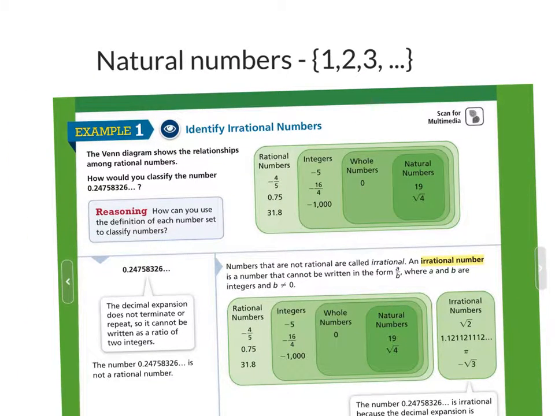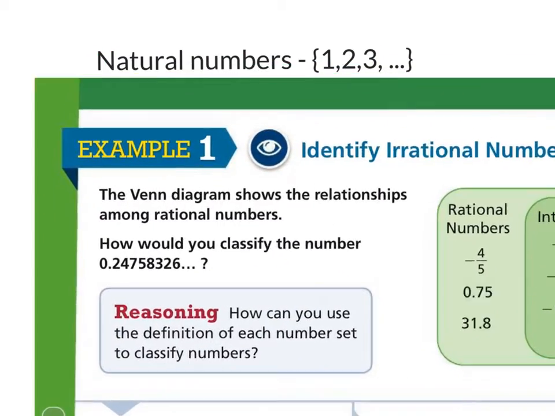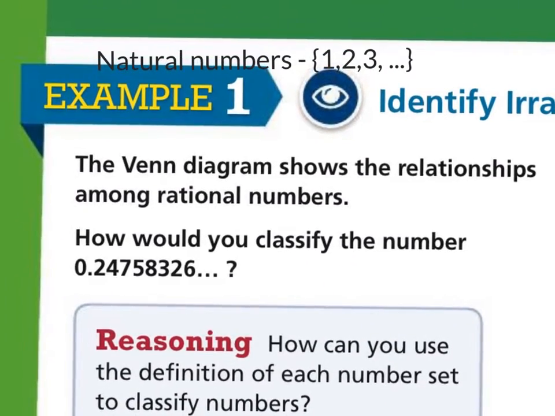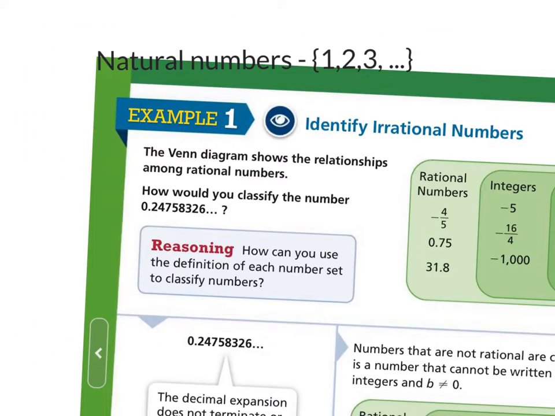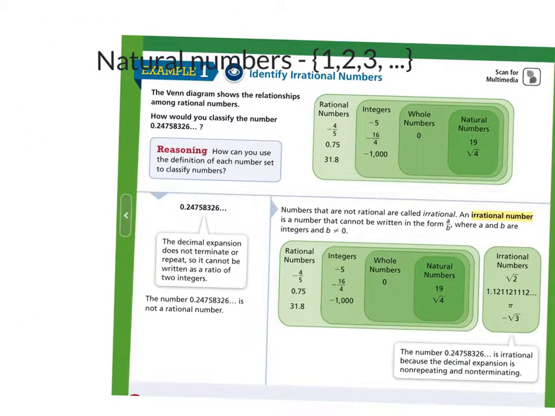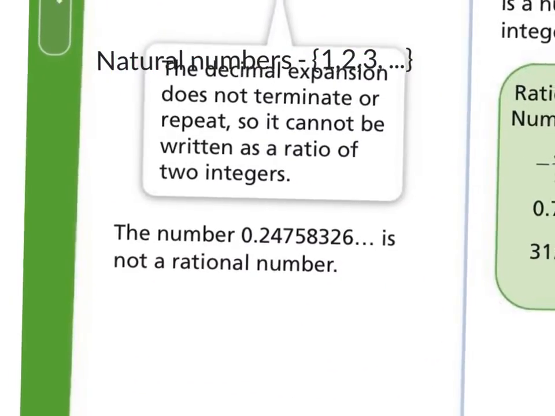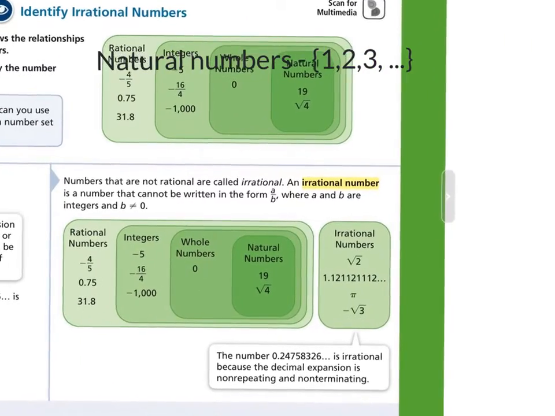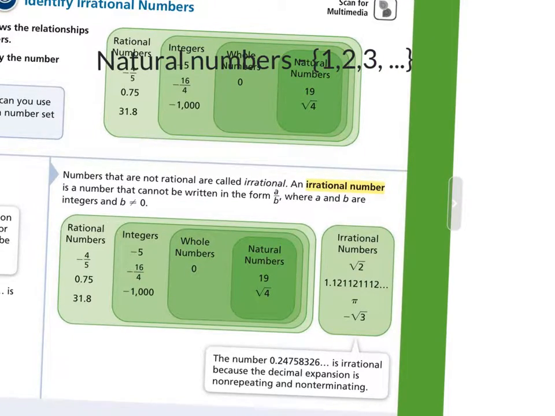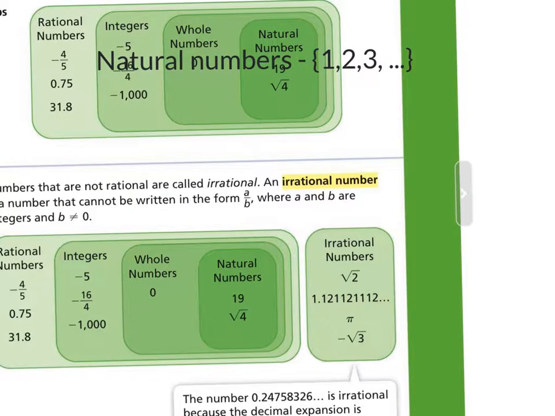So the question on example 1 is how would we classify this number? 0.247583326... Anybody see a pattern on that? No. Okay. Keeps going, doesn't repeat. We kind of mentioned it the other day. That would be irrational. So the book first just says it is not a rational number, and so that means actually that it's an irrational number. Irrational number is the decimal keeps going and doesn't repeat. You got that down? Decimal keeps going, doesn't repeat.